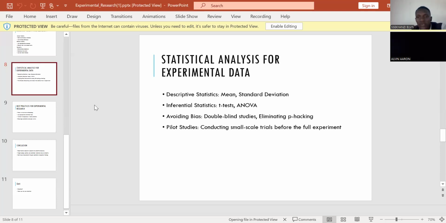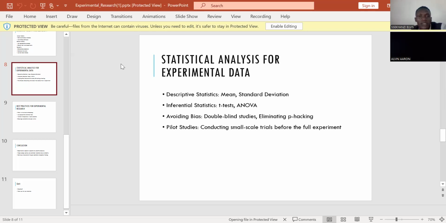Basically, under statistical analysis, we have descriptive statistics, which highlights the importance of summarizing your experimental data using descriptive statistics. An example of this, we shall have the mean, which is the average value of your data, providing a measure of central tendency.